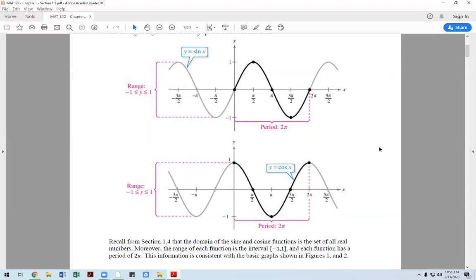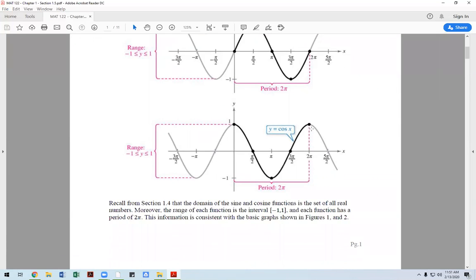They're talking about, let's see, the gray portion of the graph indicates the basic sine curve repeats indefinitely from left to right, so that's going to be on top of your domain.